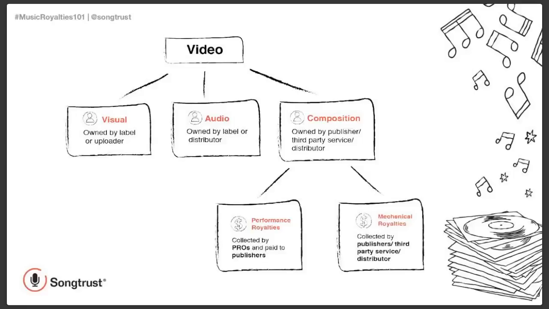And the last component is the composition, which is owned by you as a songwriter and then controlled on YouTube's platform by your publisher or whatever third-party service or distributor you're using to monetize your composition on YouTube. And like Noelle mentioned earlier, the royalties that are allotted to the composition are split into performance and mechanical royalties. Performance royalties are collected by your PRO, your performing rights organization, and then paid out to your publisher on your behalf. And mechanical royalties on YouTube are collected directly by publishers like Songtrust who have direct licenses and direct agreements with YouTube to allow them to collect those royalties directly.